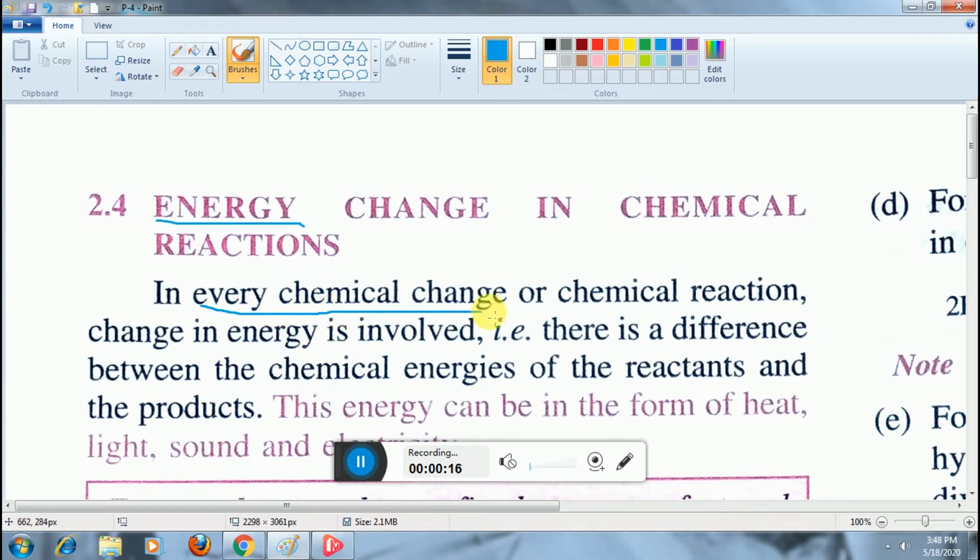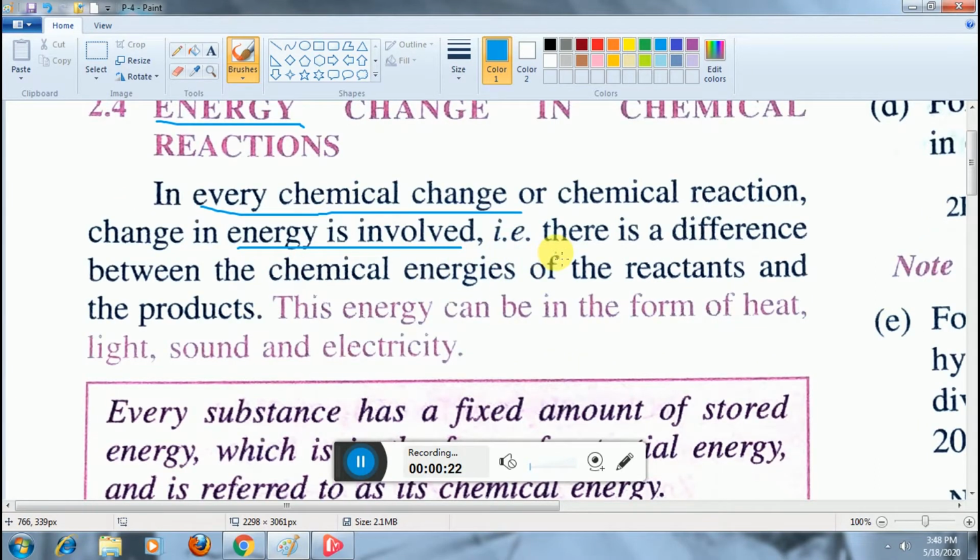Now, in every chemical change there is a change in energy involved. It is only due to the difference in chemical energies of reactants and the products. These differences between the energy of reactants and products are only due to the strength of the chemical bonds present in the reactants and the products.